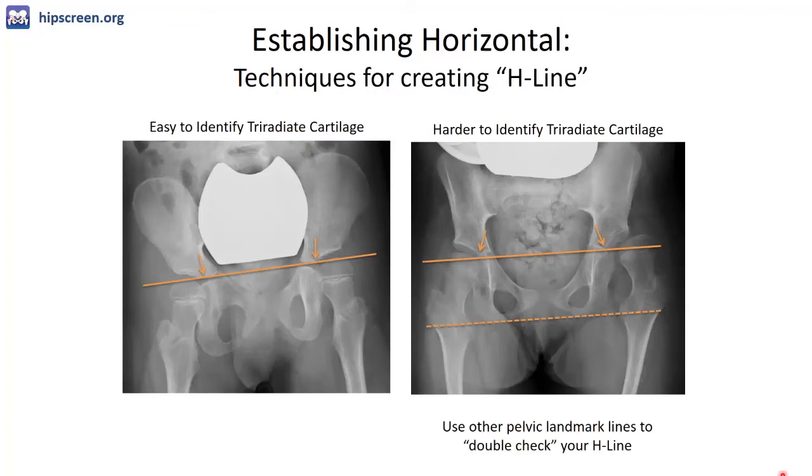You could also use the acetabular teardrop. In this particular image, the iliac crests are obscured. And so using either the acetabular teardrop or the ischial tuberosity will be good double check lines.